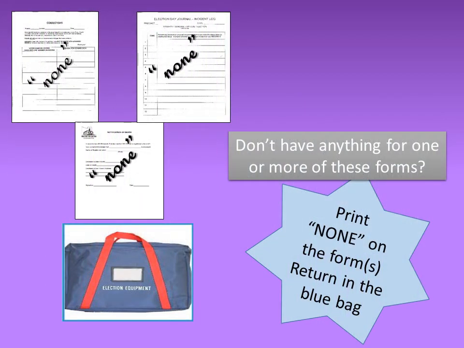Give these forms to the head judge: roster corrections, notification of death, incident log. If any of these forms are not used at the roster table, print the word "None" on one of the forms and return it in the blue bag.